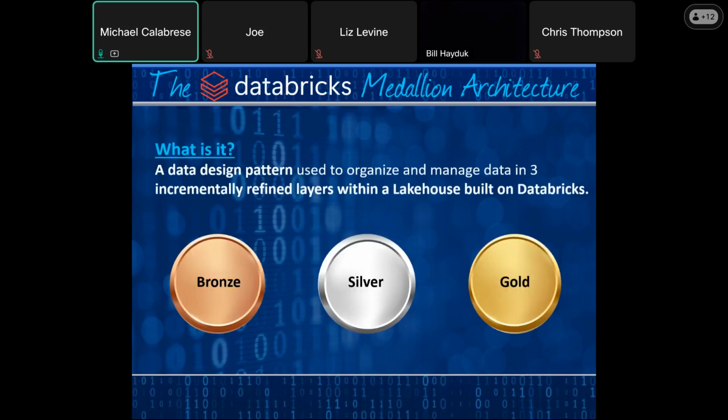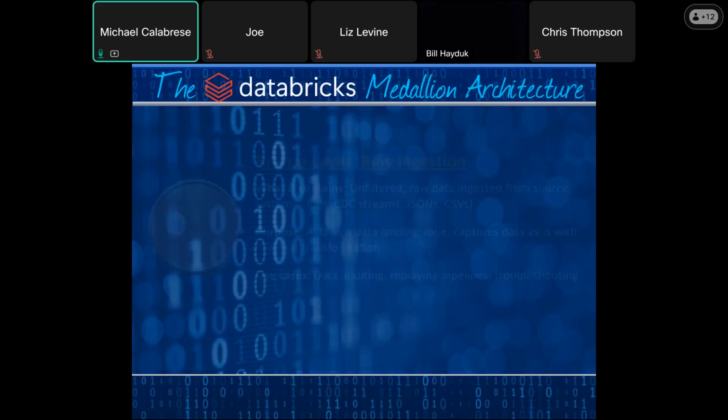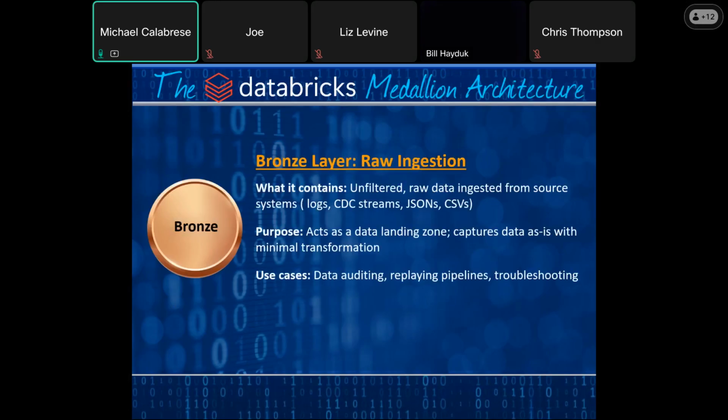We'll be focusing on the Medallion architecture, which is a data design pattern used to organize and manage data into three incrementally refined layers, starting with the bronze layer. So this is going to be your landing zone where you ingest all of your raw and unfiltered data, whether it's from logs, streams, or third-party JSONs and CSV files. They all come into the architecture at the bronze layer.